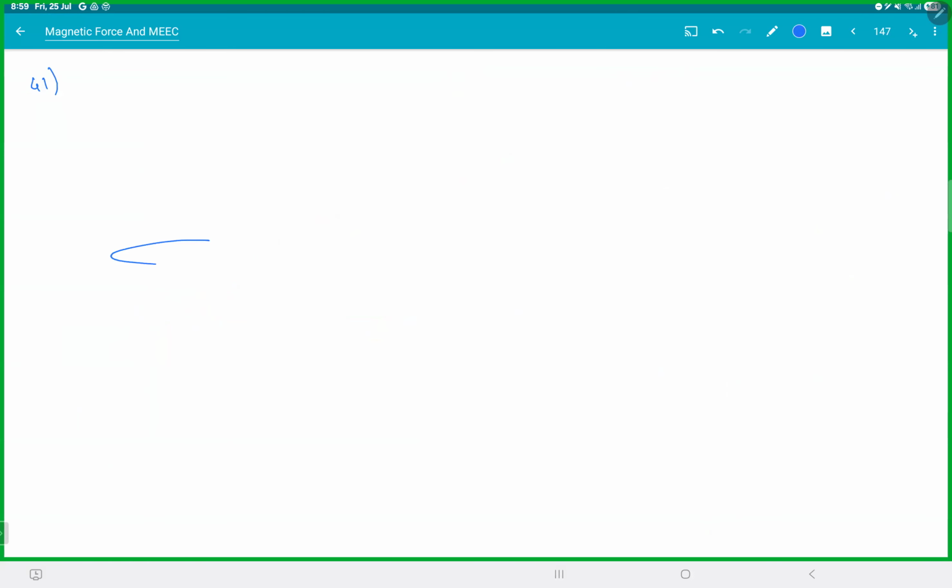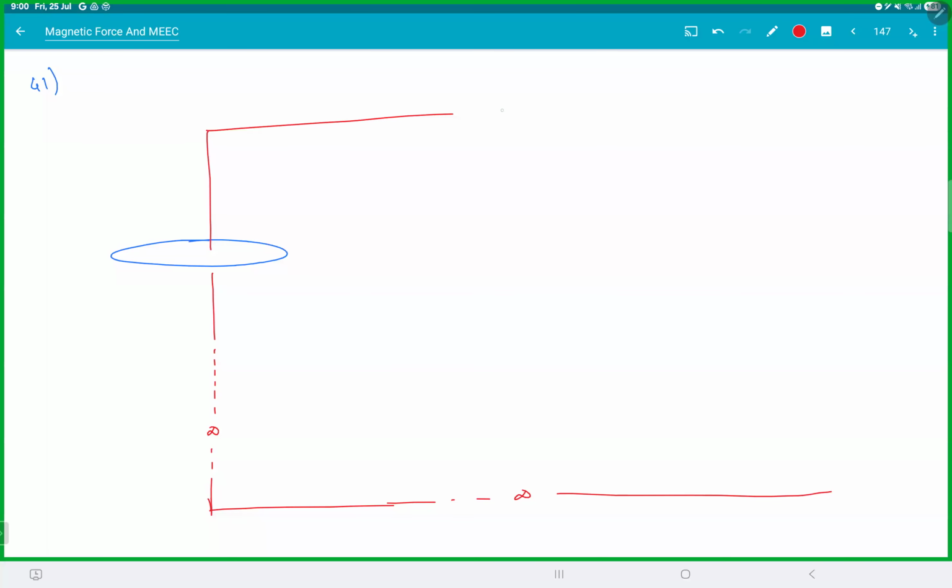Let's say we got a loop. This is an infinite wire. This is also an infinite wire. This is also an infinite wire. So it's a big loop. This is making an angle theta.